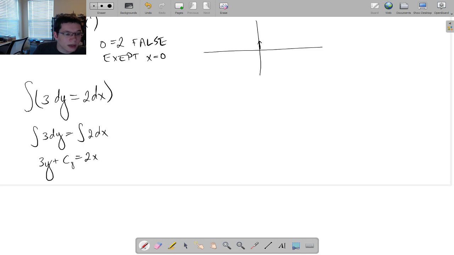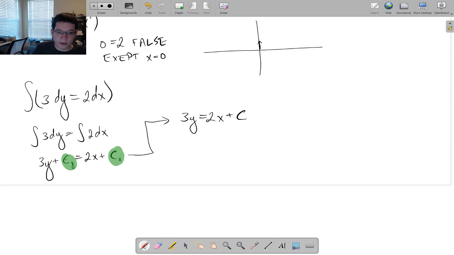equals 2x plus cx. Now these constants, I wrote them separately because you're used to seeing them that way. However, it's just a constant, and there's nothing defining what that constant is going to be yet. So what we're going to do is combine these into one constant instead of two, and I'm going to say this is just some arbitrary constant. So we'll turn that into 3y equals 2x plus c.